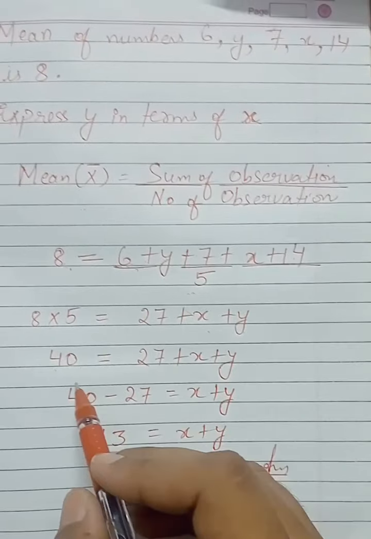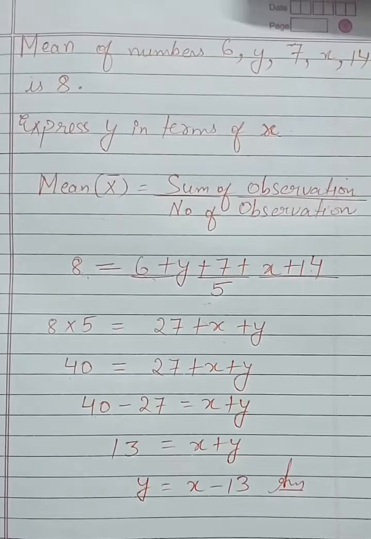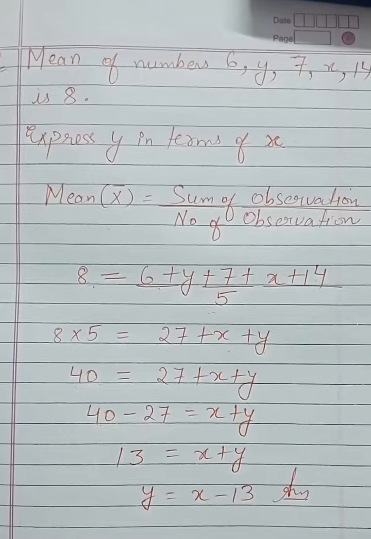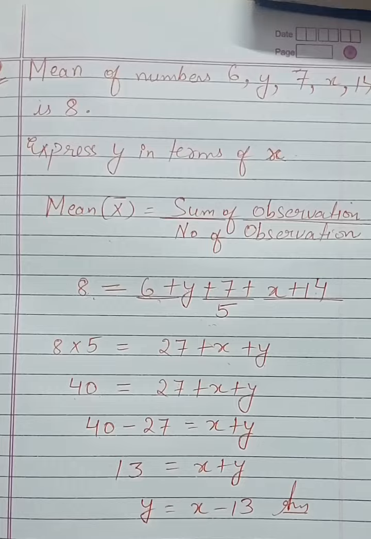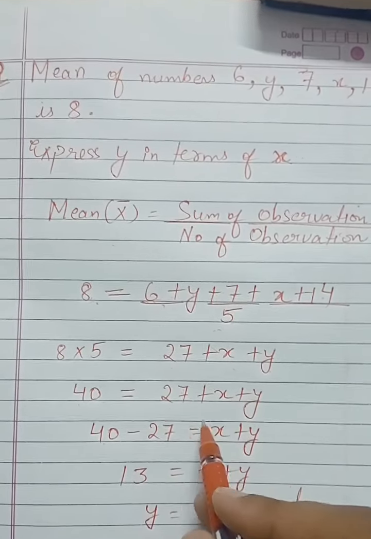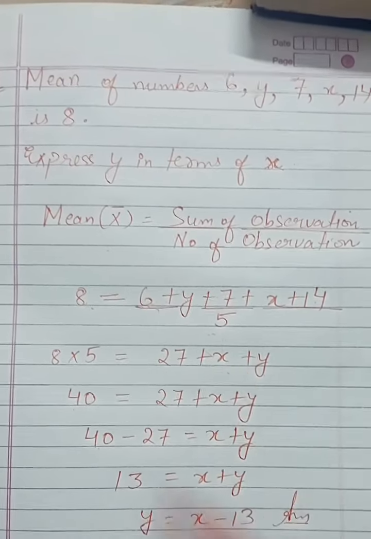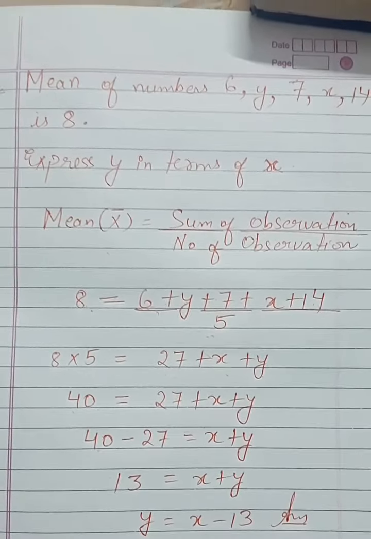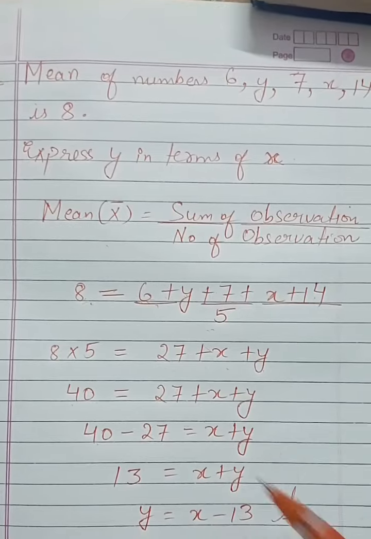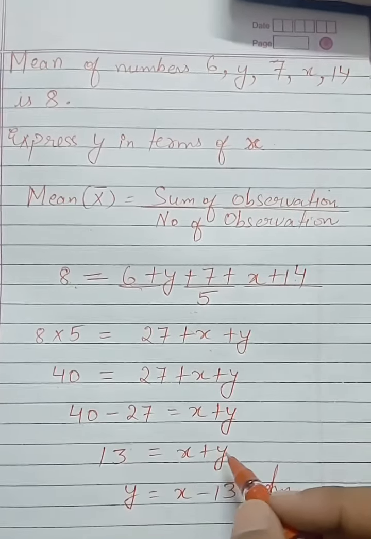Now this 27 will be transferred from left to right. This was positive, it will convert into negative. So 40 minus 27 is equal to x plus y. We have to represent y in terms of x. So it will be 13 is equal to x plus y.